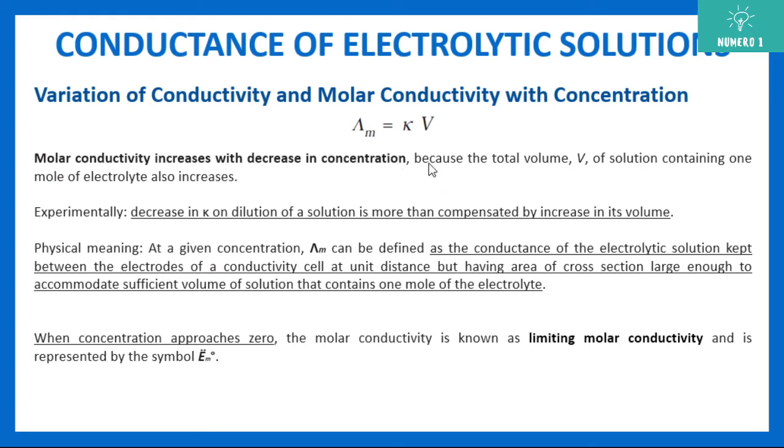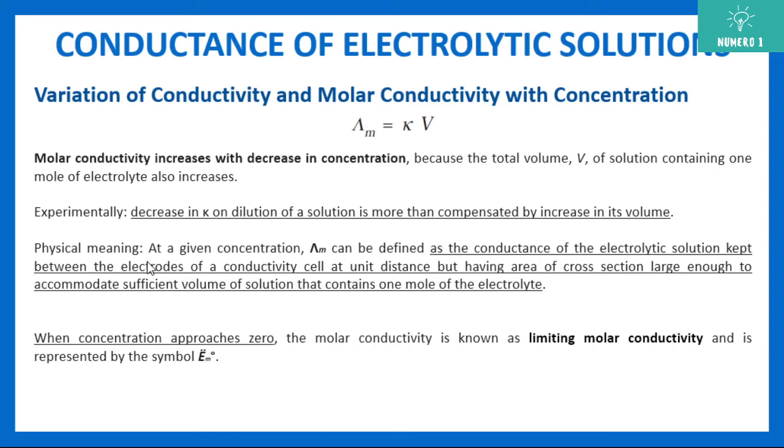Now what is happening? The total volume V of the solution containing 1 mole of electrolyte increases. So there are two factors taking place. One is kappa decreasing and the other is volume V increasing. If you do the experiment, we note that lambda m, the molar conductivity value, increases with decrease in concentration. The decrease in kappa on dilution of a solution is more than compensated by the increase in its volume. So volume increasing is basically compensating for the decrease in the value of kappa.